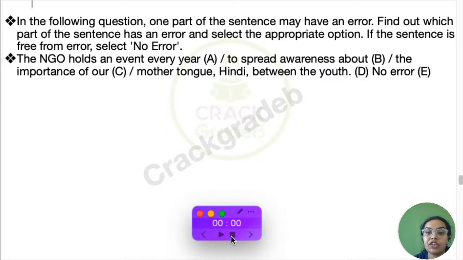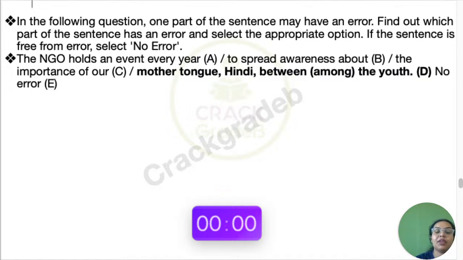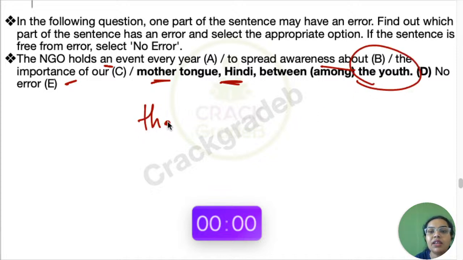Correction, correction. Okay. Absolutely right. Good job. The NGO holds an event every year to spread awareness about importance of mother tongue, that is Hindi. Whenever you name a language, you don't use a, an or the before, no article before that language. And this is among the youth. When you say the with an adjective, you actually mean a noun that is plural in nature. So because there is no two parties और उनके बीच कुछ नहीं हो रहा है, यहाँ पे between नहीं among आएगा.